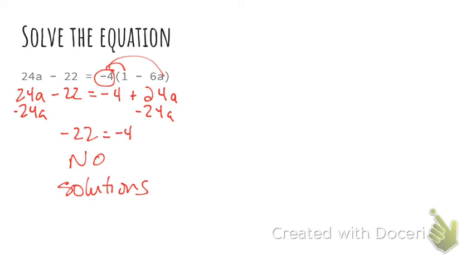All right, so to start this problem out, we're going to distribute that negative 4, and we're going to get negative 4 plus 24a, because a negative 4 times a negative 6a is a positive 24a. On the left side, I just bring down the 24a minus 22. So my next step would be to get rid of my smallest variable, and both sides have a 24a, so by default that's the smallest. So I'm going to subtract 24a on both sides. That will cancel. I get a negative 22 equals negative 4, and we know that that is clearly not true, so there are no solutions to this equation.